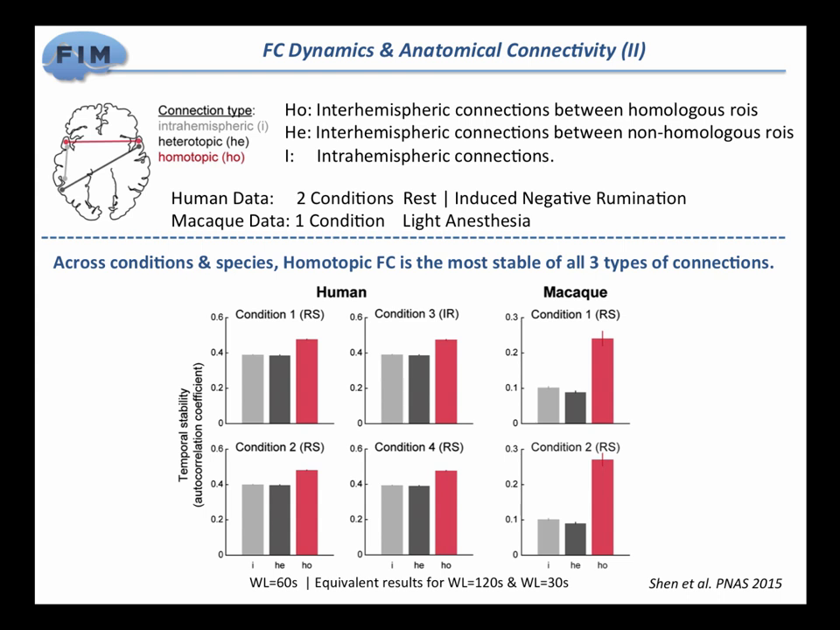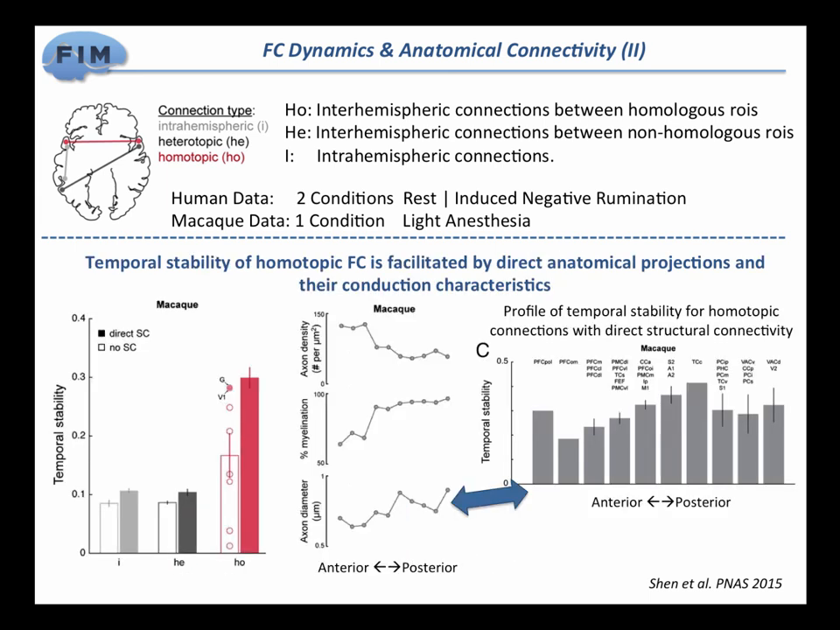And when they do that, and they did it in 2 different datasets, one in human data and one in macaque, they found that in all instances, it seems to be these across-hemisphere homologous connections that are the most stable. Here, the higher the number, the higher the stability, okay? And that was consistent across resting scans, and I believe one task-based scan, and also between the human and macaque data.